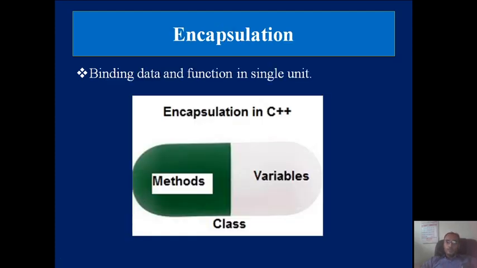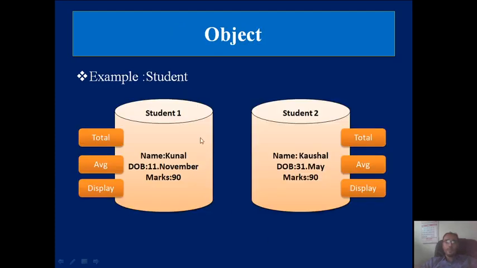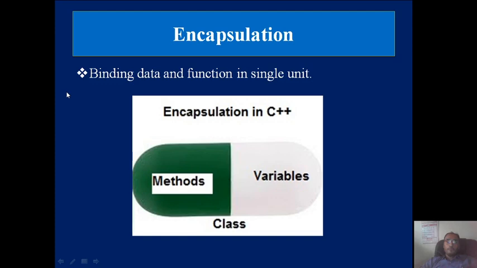Now, encapsulation. Encapsulation is also one of the important features that must be supported by any programming language if that language wants to become an object-oriented programming language. Now, what is encapsulation? As we have seen, a class will have data members and member functions, right? So if we create an object, it binds all these variables as well as methods into a single unit, which is known as an object.